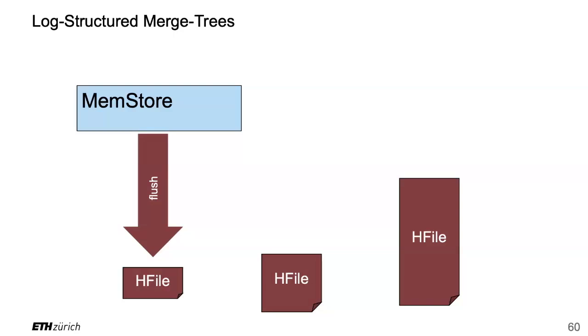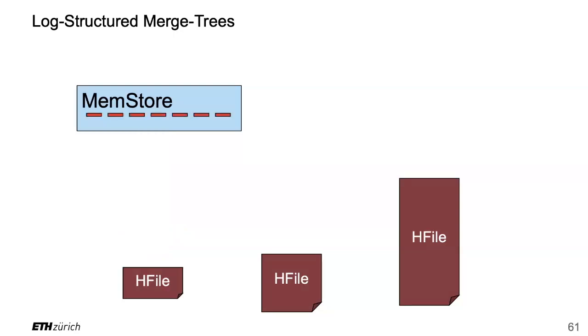Who sees it? Okay, so that's it. That is the log-structured merge tree. Now, I did it in base 2, but it doesn't need to be in base 2. You can also do it in base 3, in base 4, with more HFiles until you compact them, right?